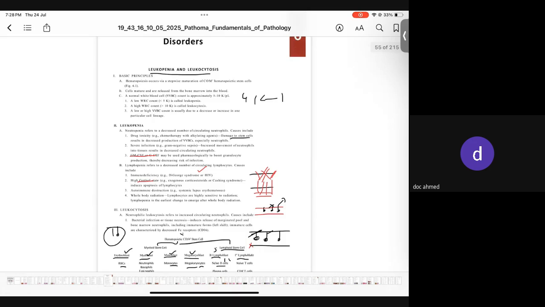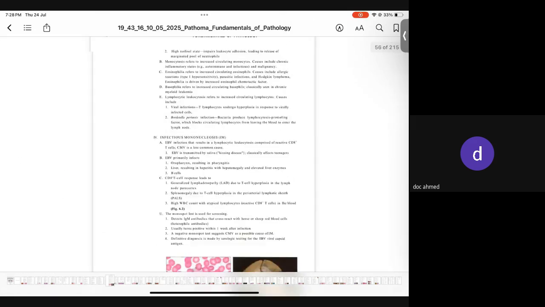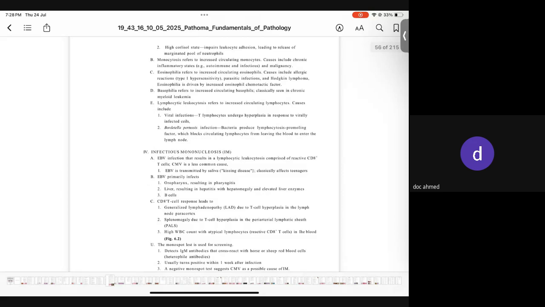SLE, again, whole body radiation, leukocytosis. Whenever we have infection, leukocytes would rise, and along with that, administration of glucocorticoids would disrupt adhesion molecules, leading to neutrophilia. Okay, high cortisol state, we discussed that. Monocytosis, eosinophilia can be seen in two conditions. We know that in hypersensitivity, an allergic condition, as well as parasitic infections.